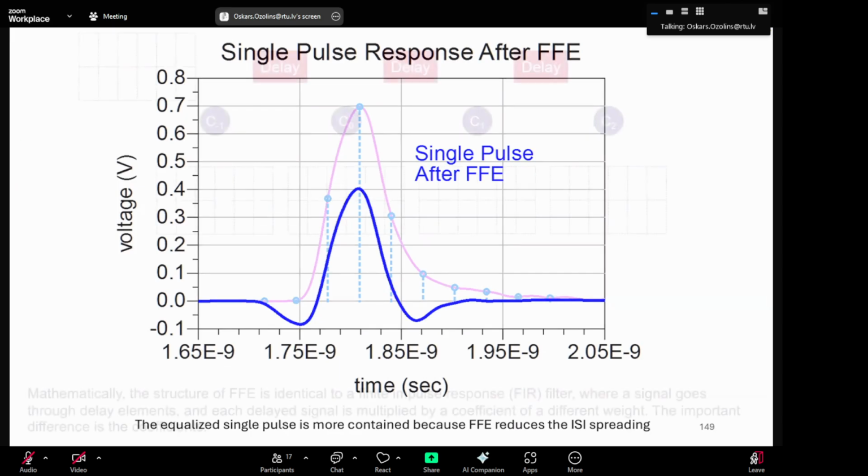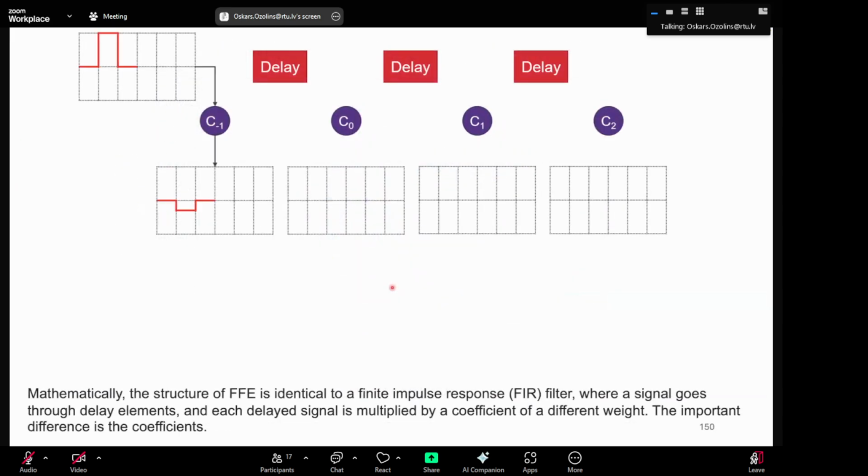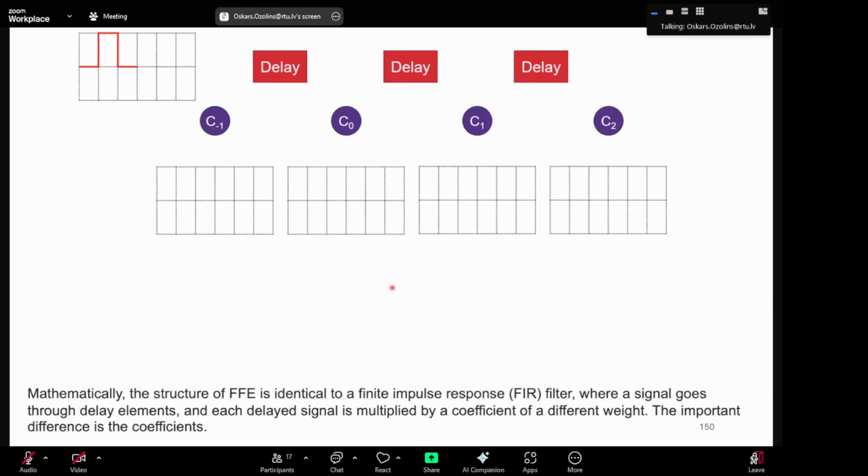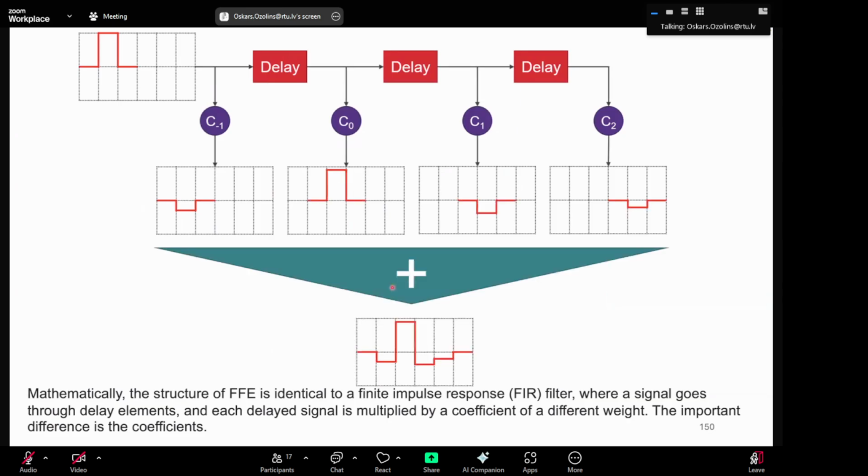How do you generate these types of pulses? So you have one pulse, and what you do here is very important. Here we can see 4 different taps. So we have cursors, they are also called taps, and this feed-forward equalizer is identical to a finite impulse response filter.